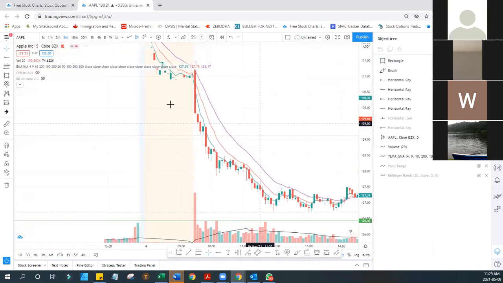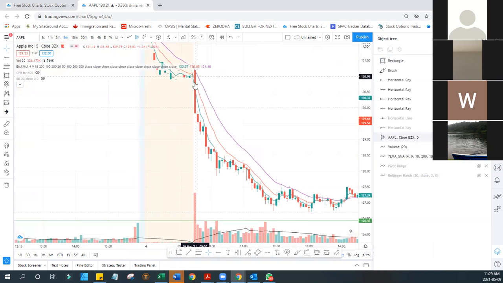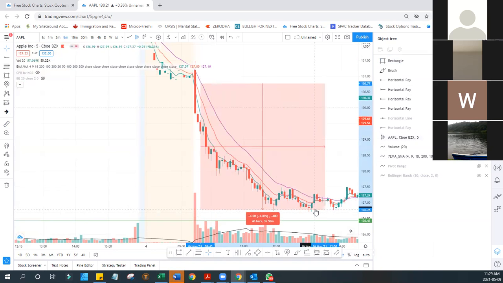So look at the Apple on the nice trending day. It would have given you almost 3% for the Apple, right? That's like $4 on options. You would have made on $400 or more than that, because the implied volatility will be very high.